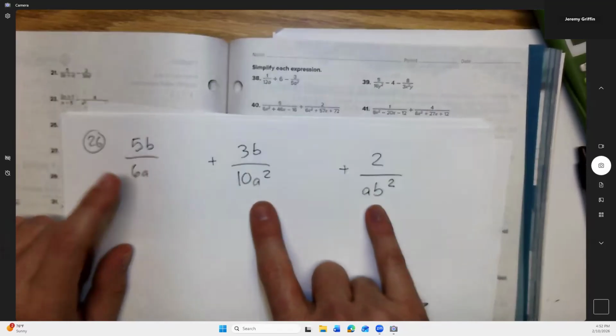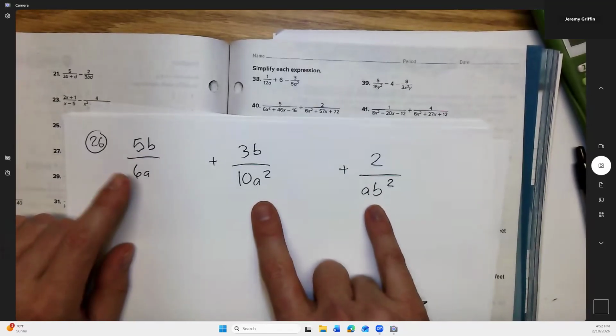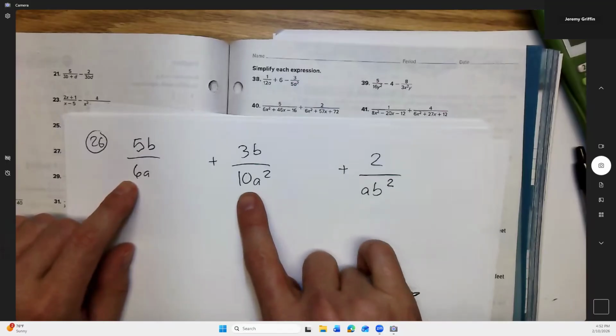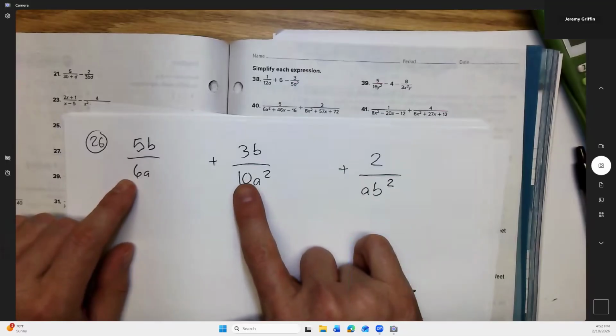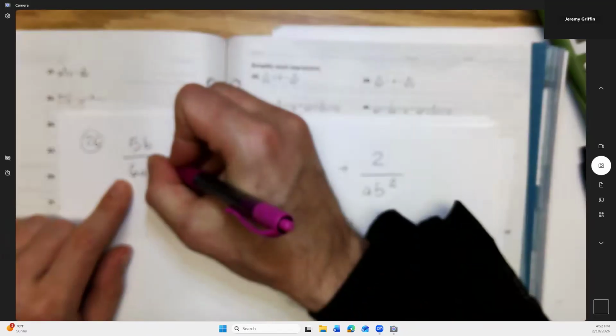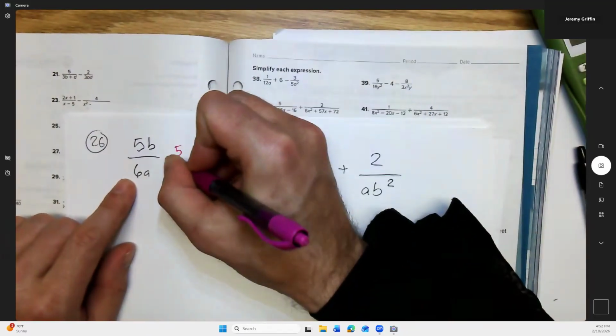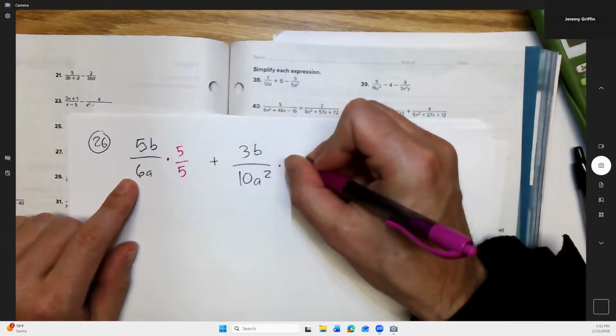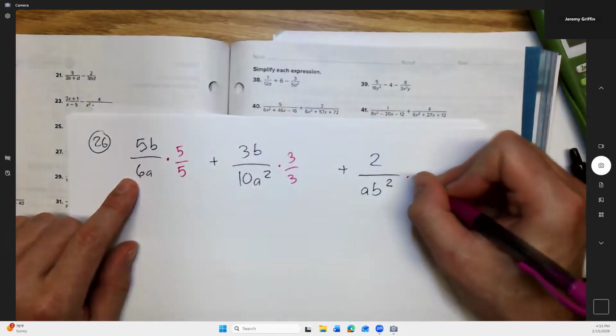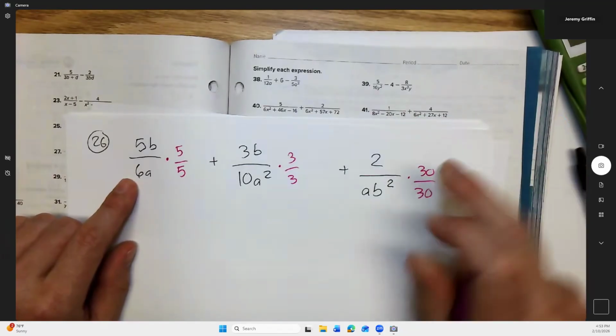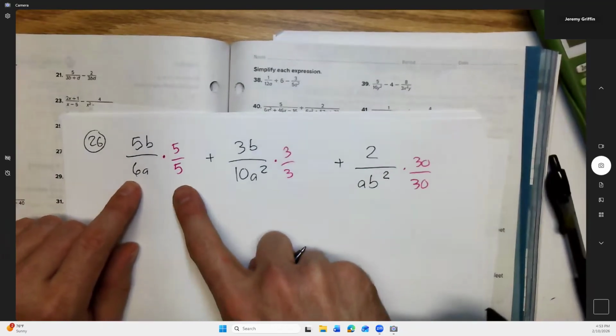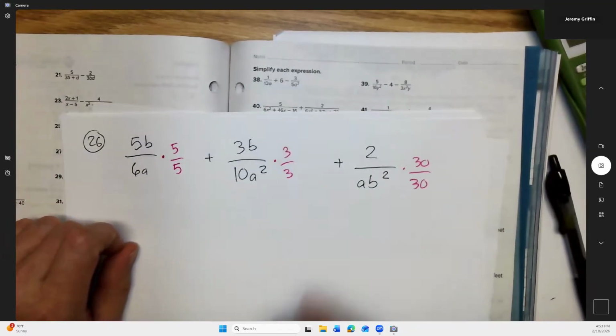See, this first one has 6, which is 3 times 2. In terms of the numbers, 6 and 10 both go into 30, right? 6 times 5 is 30, 10 times 3 is 30, and 1 times 30. So I do need to multiply this by 5 over 5, this by 3 over 3, and this by 30 over 30. That'll bring all my numbers up to 30. 6 times 5 is 30, 10 times 3 is 30, and 1 times 30 is 30.